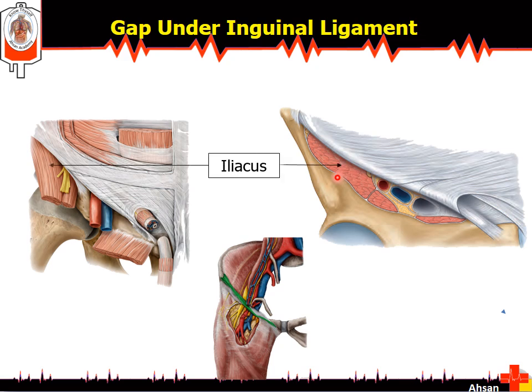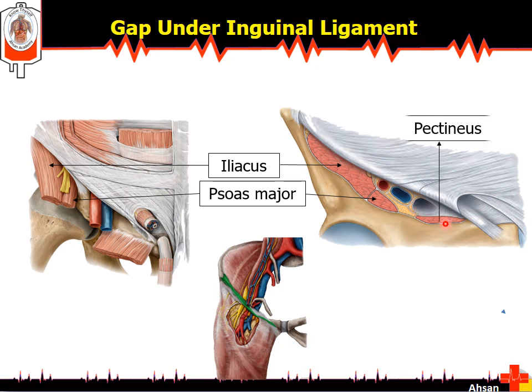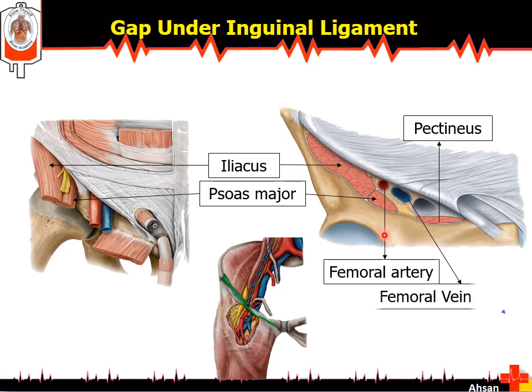The muscles are: this is iliacus, this one is the psoas major, and the lower one is the pectineus muscle. So these three make the floor of this gateway, and over that this one is the femoral artery, which descends into the anterior part of the thigh. By the side, lateral to it, is the femoral nerve, and medial to the artery is the femoral vein. So the artery passes between the femoral nerve and the femoral vein.